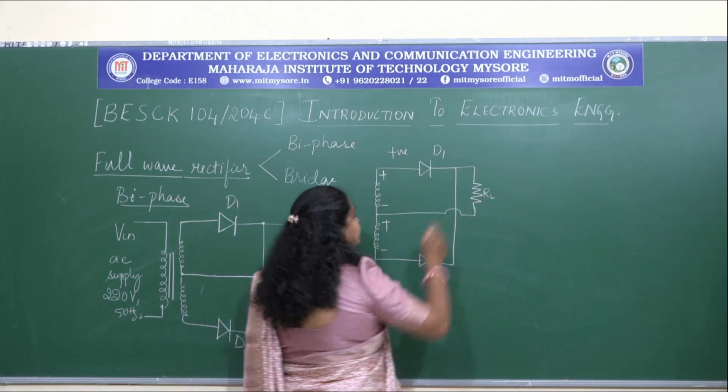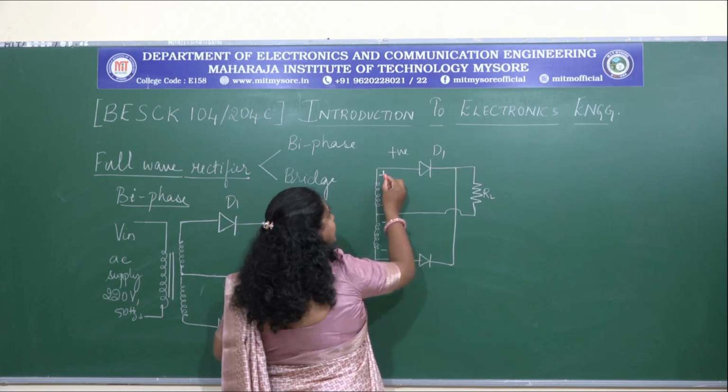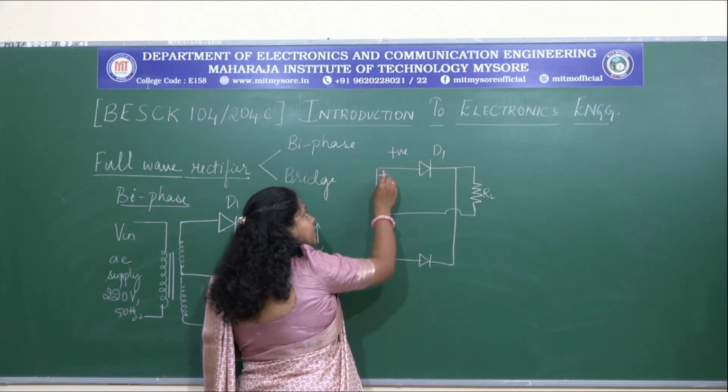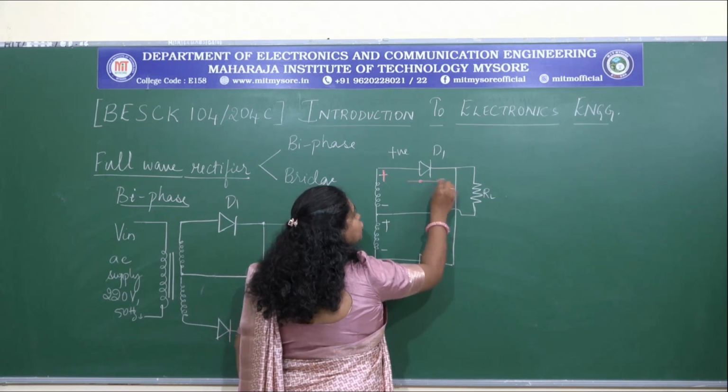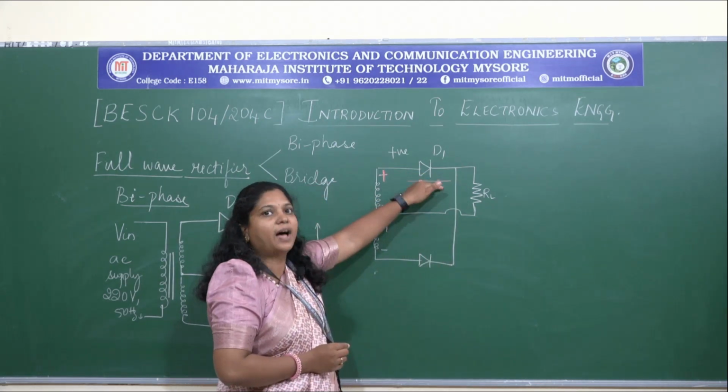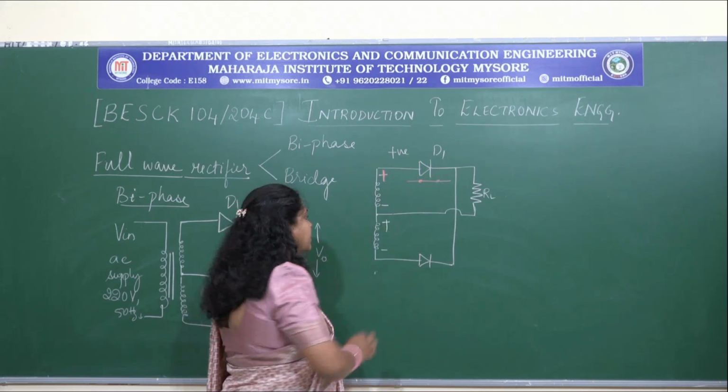So during the positive half cycle, what happens? During the positive cycle, positive is connected to the anode, so hence there will be a short circuit, and there will be a path for the current to flow through it.